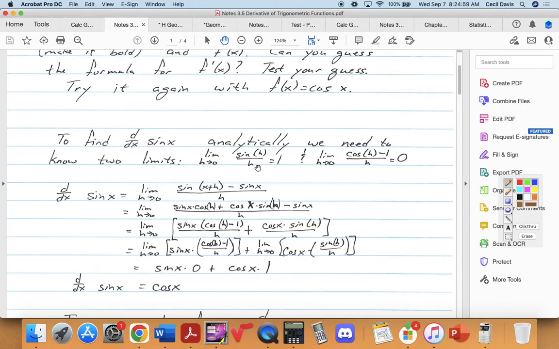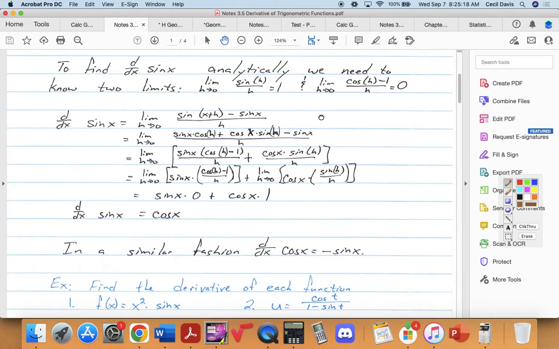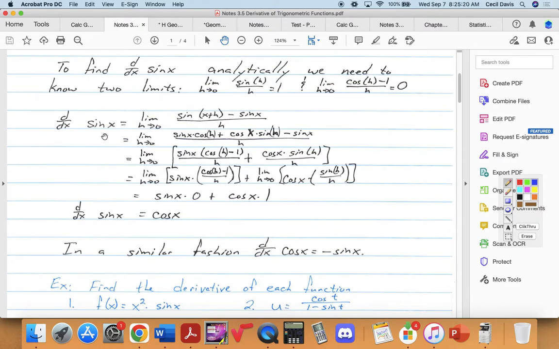This one we know. We've done this one a bunch. The limit as h goes to 0 of sine of h over h is 1. The other one that you need to know, one we haven't used very often, is the limit as h goes to 0 of cosine of h minus 1 over h, which actually goes to 0. So using the definition of a derivative, the derivative with respect to x of sine of x will be the limit as h goes to 0 of sine of x plus h minus sine of x over h. That's just the difference quotient. You guys are good at that at this point?